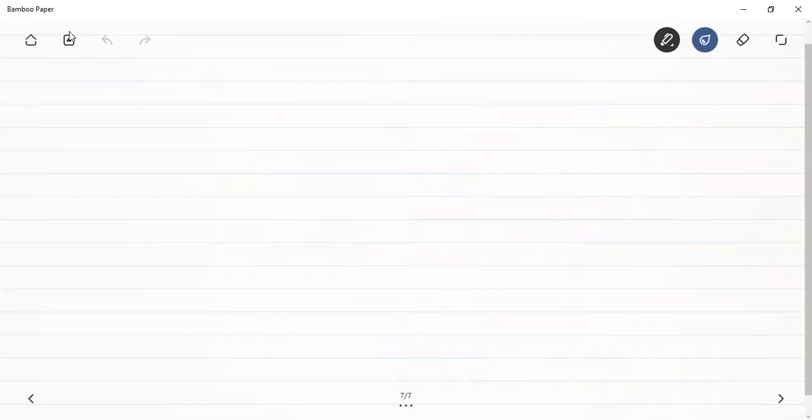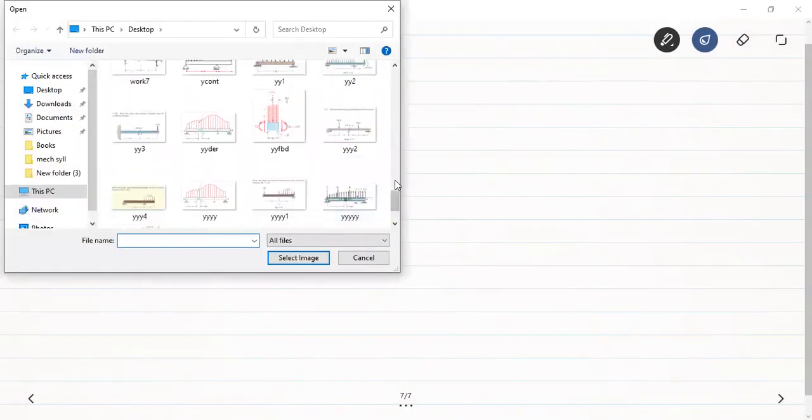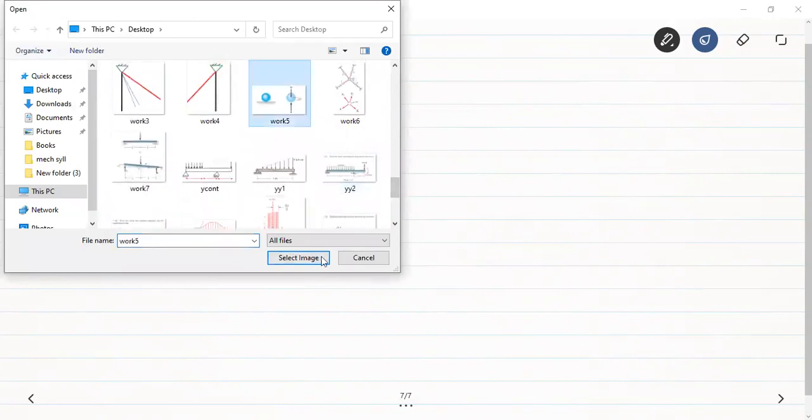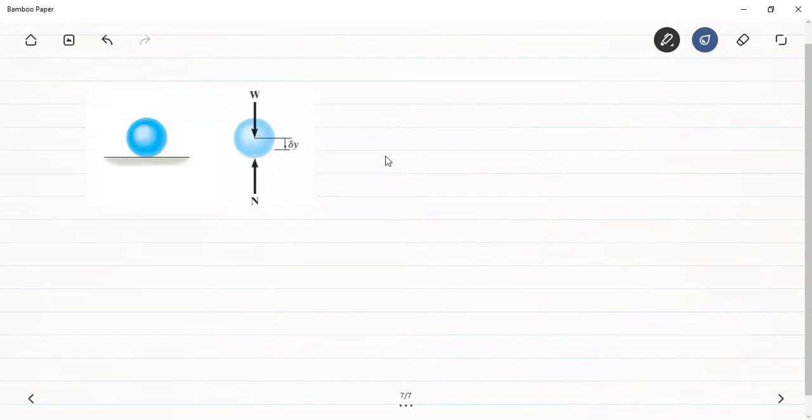One more thing we can see here is that this is a ball. Its center of gravity will be somewhere here. It is acted upon by two forces. One is the weight of the ball and another is the normal reaction exerted by the floor on this ball. Although it is in equilibrium, let us assume that there is some displacement on account of the application of these two forces, a virtual displacement equal to delta y.